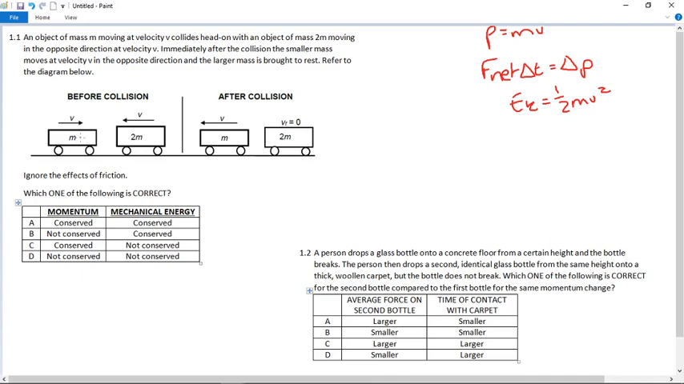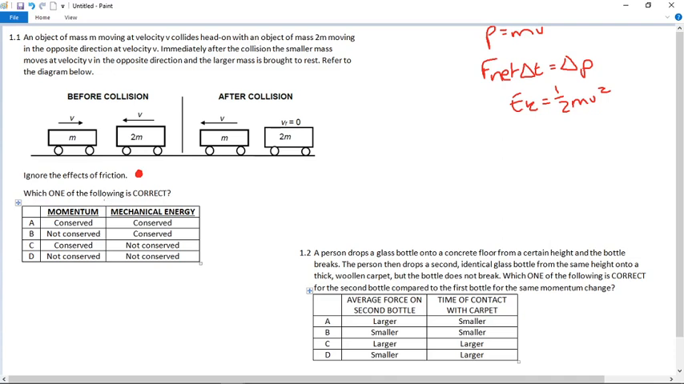So if we look at the first one here, an object of mass m moving in a velocity v collides head-on with an object of mass 2m moving in the opposite direction at velocity v. Immediately after the collision, the smaller mass moves at velocity v in the opposite direction and the larger mass is brought to rest. Refer to the diagram below. Ignore the effects of friction. So if we ignore the effects of friction, we can assume that we have an isolated system, and we should look for an answer that says momentum is conserved.